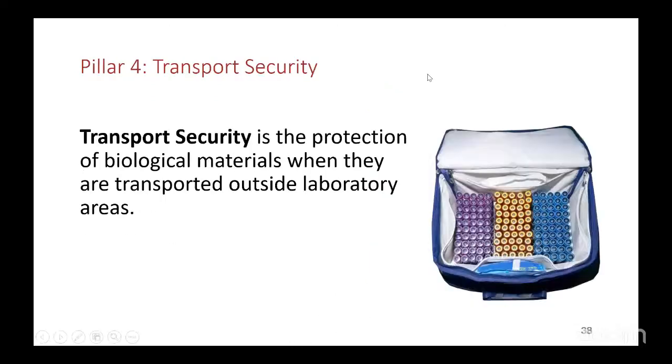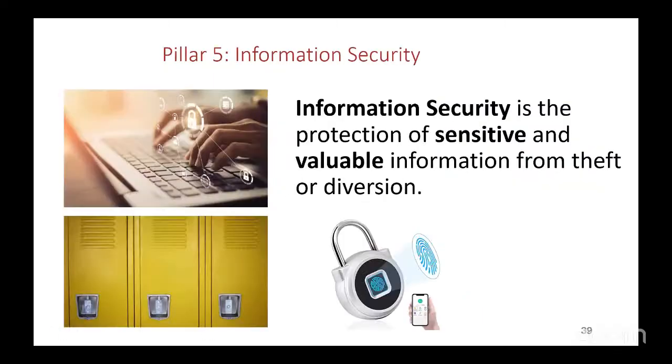Are we communicating? Number 4, we'll talk about transport security. Transport security is the protection of biological materials when they are transported outside the laboratory areas. So there's what we call triple packaging in sample management. All those things are part of sample management. Some triple packaging, how to package effectively. You can read about that. At least write it down. Read about triple packaging. It's the process for packaging hazardous materials in sample management.